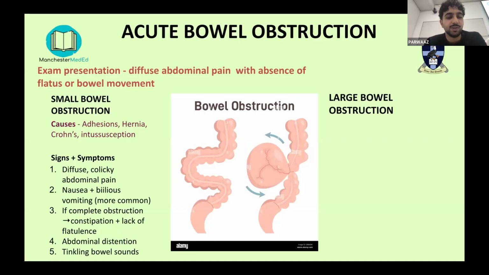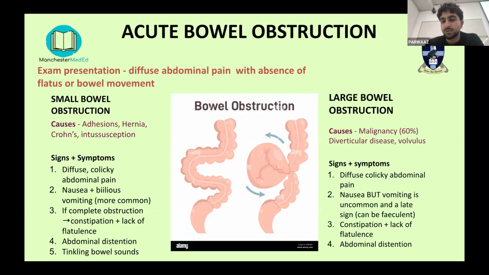Patients will usually be quite distended on examination, and you'll hear tinkling bowel sounds mentioned quite a lot during examinations, etc. This is probably something that doesn't apply that much clinically, but if you ever see tinkling bowel sounds on an exam, it is always bowel obstruction to an extent. And very importantly, not no bowel sounds, because if someone has no bowel sounds, that means they have something called ileus instead of a bowel obstruction. Okay, so high pitched ringing sort of tinkling sounds can indicate bowel obstruction.